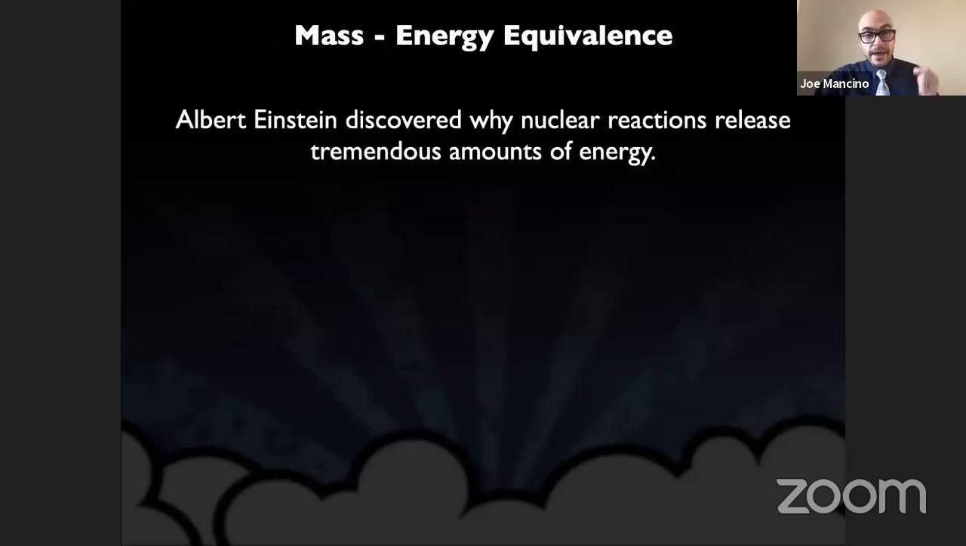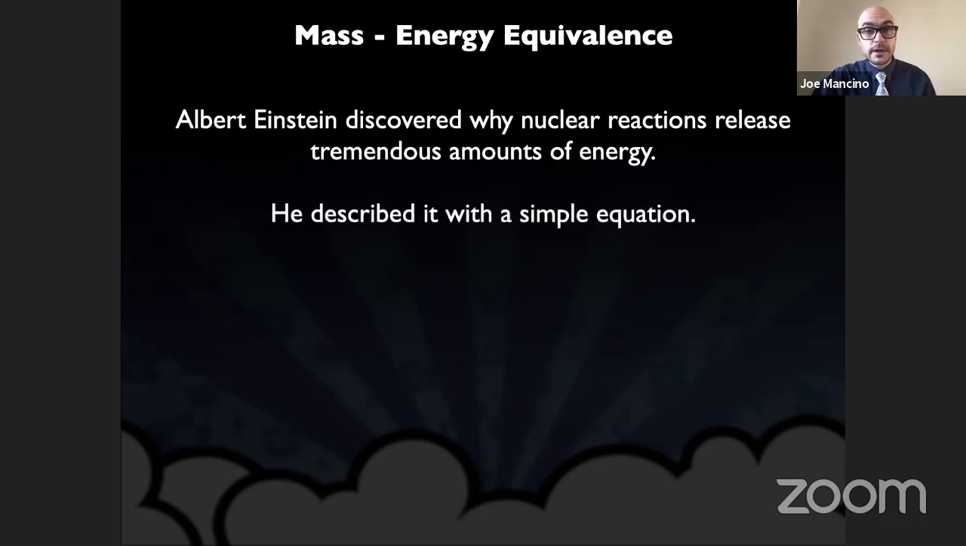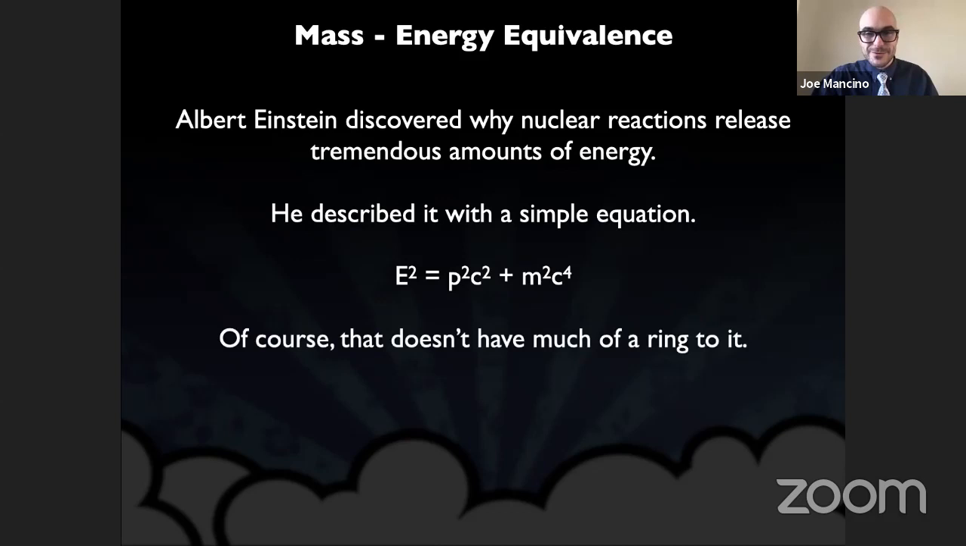So Einstein discovered why it is that nuclear reactions release tremendous amounts of energy and described it with one simple equation. E squared equals P squared C squared plus M squared C to the fourth, where P is momentum, E is energy, C is the speed of light, and M is mass. Of course, that doesn't have much of a ring to it, but when stuff's not moving, when its momentum is zero, when P equals 0, it says E squared equals M squared C to the fourth, or simplified, E equals MC squared.